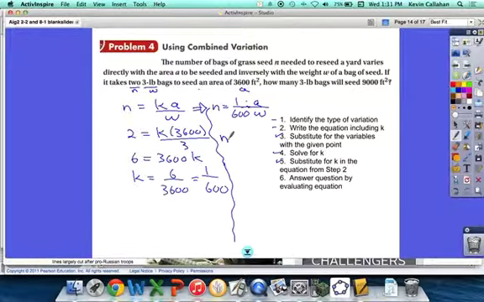So how many, that's the n, will seed a 9,000, and in the denominator we have 600 times 3. So n equals 9,000 divided by 1,800. And if I'm not mistaken, that is 5. Okay.